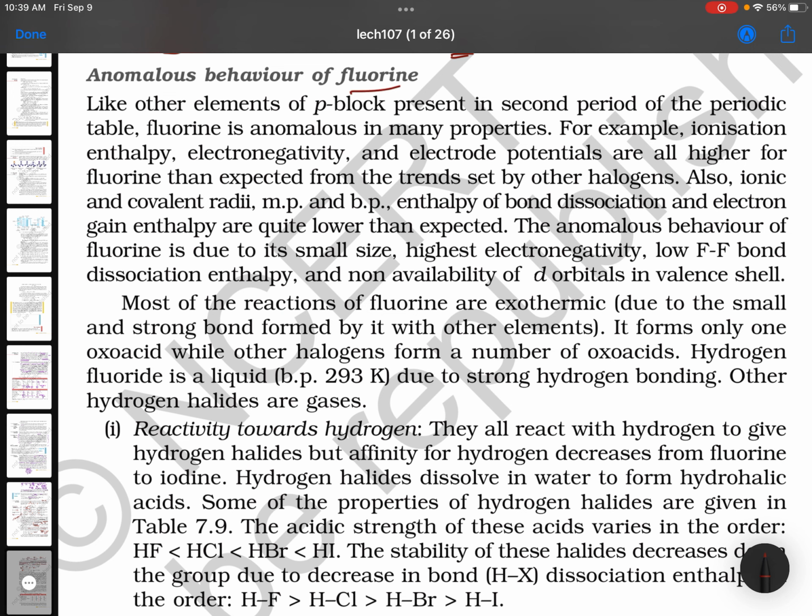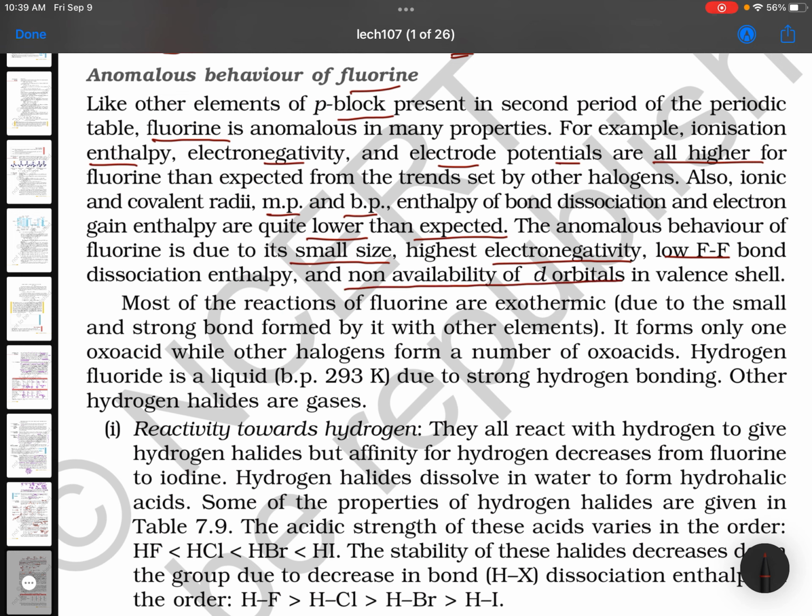So what happens with fluorine? Like other elements of the p block present in the second period of the periodic table, fluorine is anomalous in many properties. For example, ionization enthalpy, electronegativity, electrode potentials are all higher for fluorine than expected from the trends set by other halogens. Also, ionic and covalent radii, melting points, boiling points, enthalpy of bond dissociation, and electron gain enthalpy are quite lower than expected. The anomalous behavior of fluorine is due to small size, highest electronegativity, low F-F bond energy, and non-availability of d orbitals.